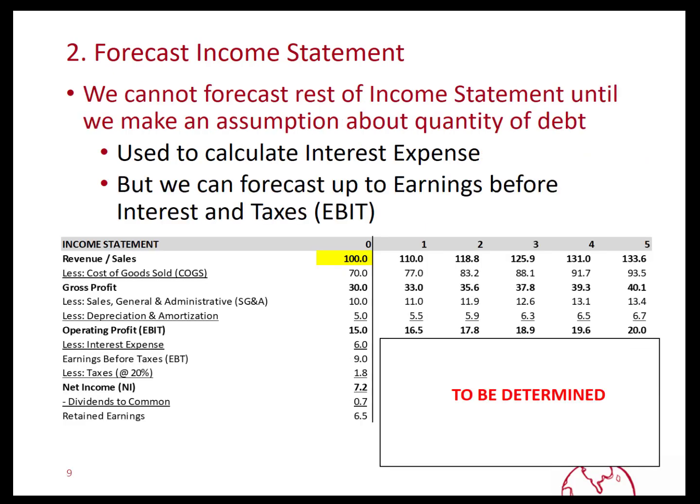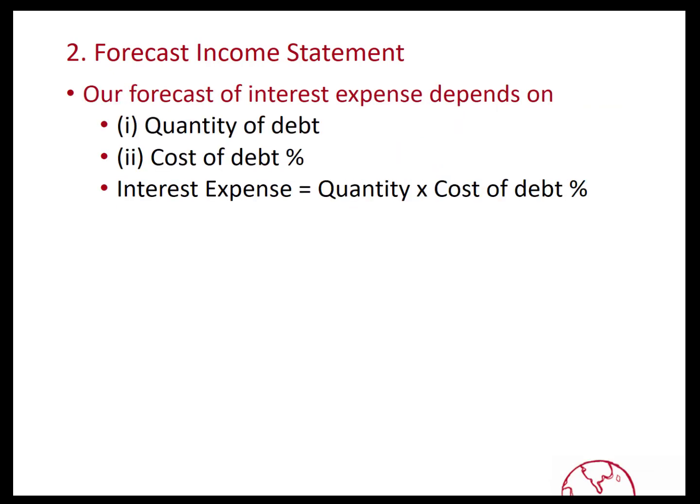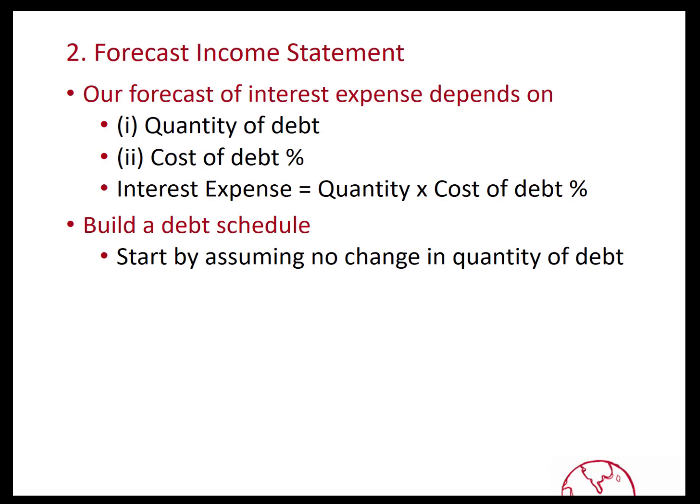At this point, we can't go any further until we have an assumption about interest expense, where interest expense is going to be determined based on the cost of debt and the quantity of debt. So once we make an assumption about these two, we'll be able to calculate interest expense. The simplest assumption is just to build a debt schedule where you start by assuming no change in the quantity of debt. You build your financial statements based on that assumption, and then later, if it looks like cash flow is going to be too low, we can build in an increase in debt as well as interest expense and iterate until we find the correct quantity.